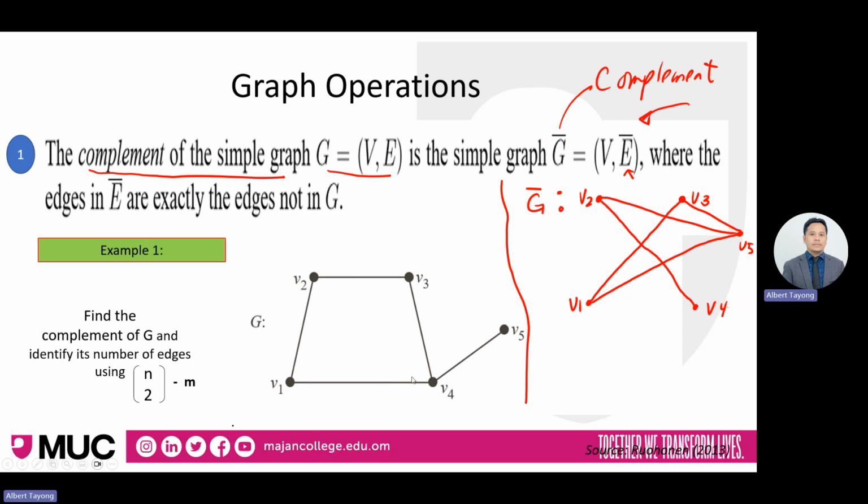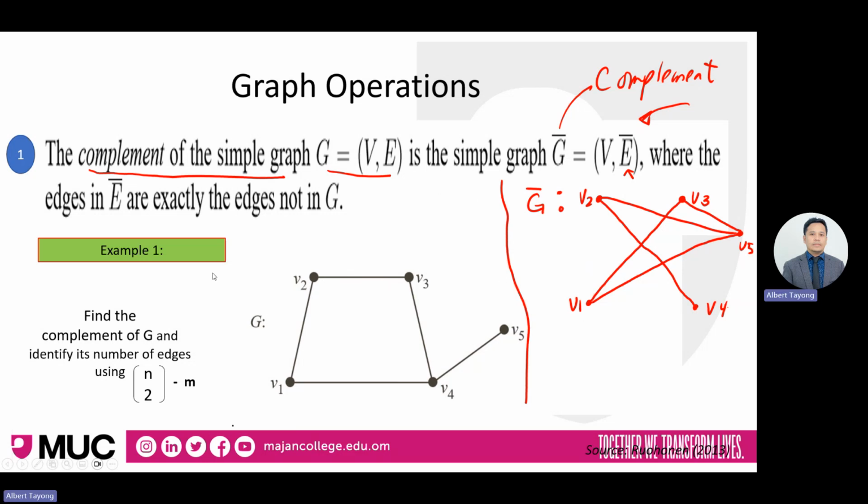Our V4 is connected to 3, 5, and 1. So it should be connected to V2. It's already connected. And V5 is connected only to 4. So the opposite is 3, 2, 1. But it's connected already. So this is the answer. This is the opposite of this graph.